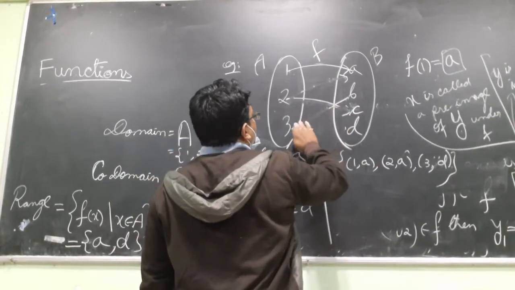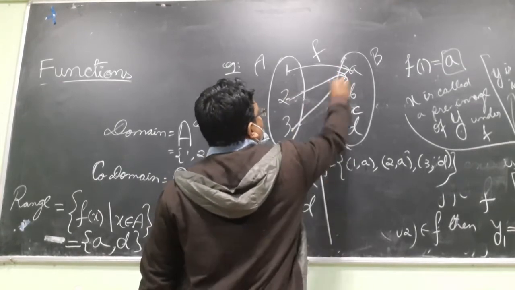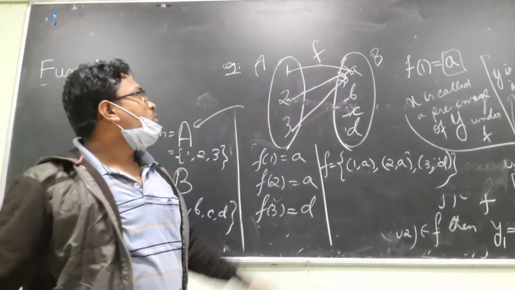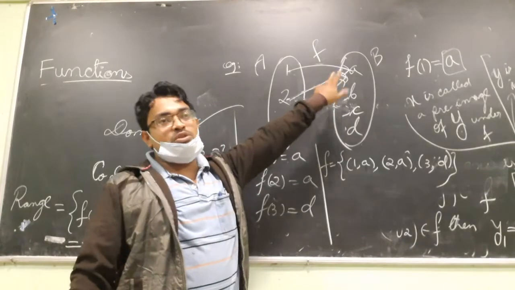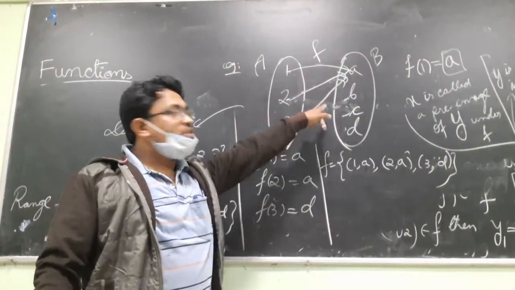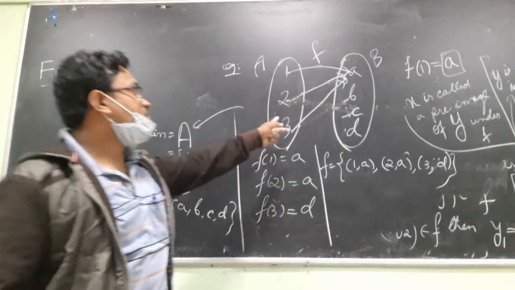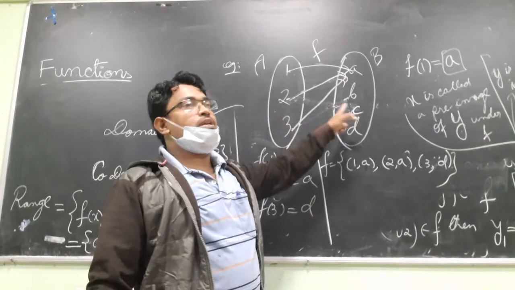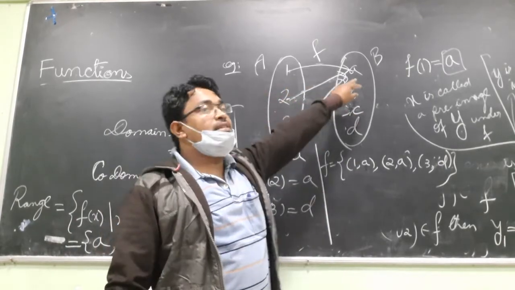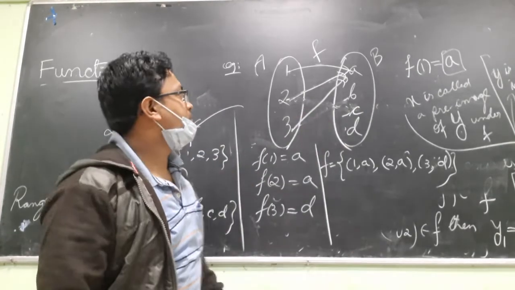Okay. So if I write something like this, 2 goes to A, 3 also goes to A. Is it a function? Yes. All 3 go to the same element. That is also allowed. F of 1 is A, F of 2 is A, F of 3 is A. This is always allowed. Such a function is called a constant function. If the image of every element is the same, then the function is said to be a constant function.